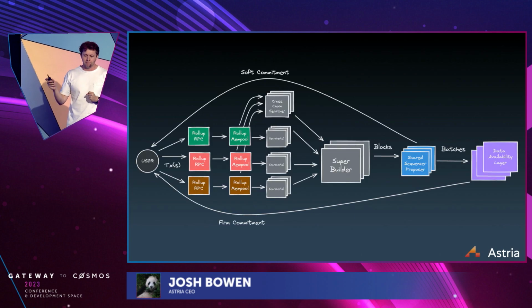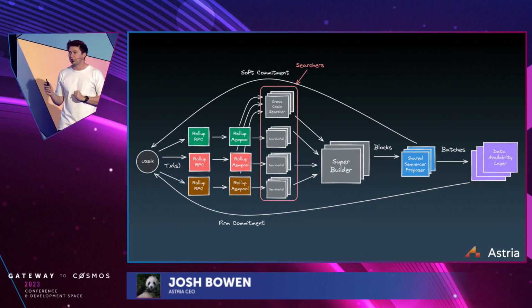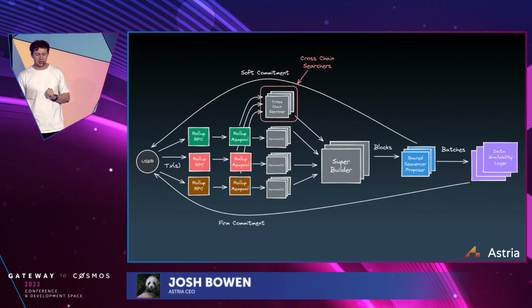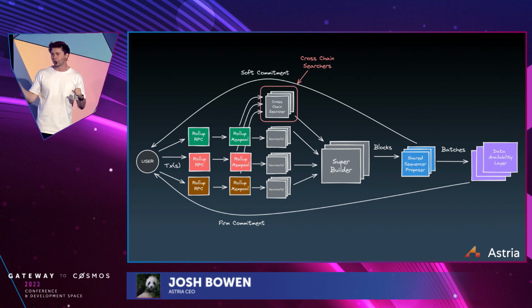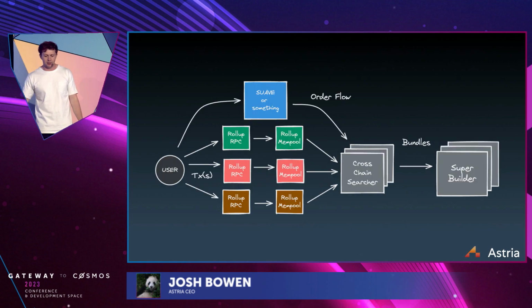So who creates bundles, right? Again, go back to this large expanded diagram here. We're looking at these searchers, right? They're the party responsible for creating bundles. And really, we're going to simplify to looking at cross-chain searchers because that's the more interesting component, right? A searcher looking at one rollup is kind of bog standard. That's what's happening right now on Ethereum.